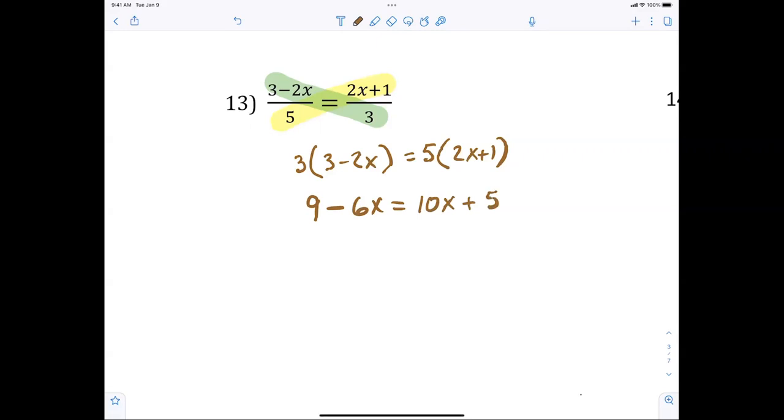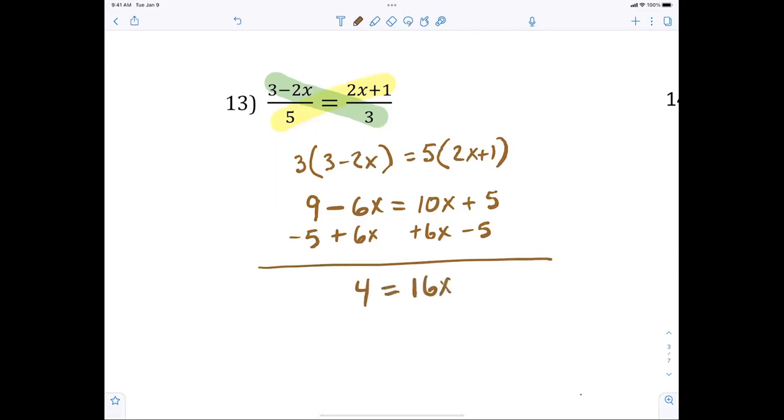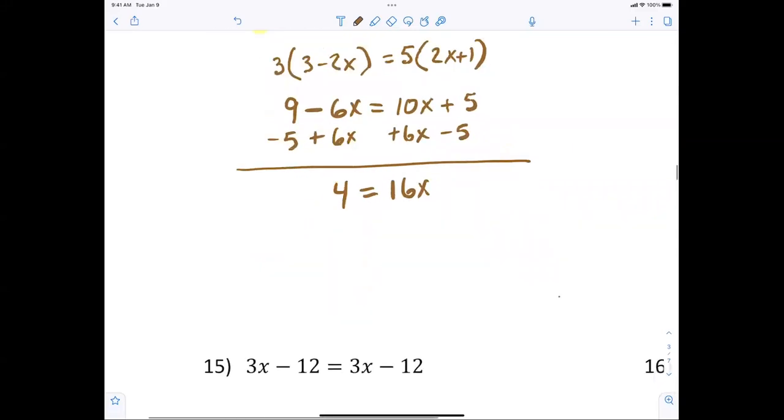So plus 6x is brilliant. Plus 6 and then minus 5. Minus 5 is good. So it is 4 equals 16x. Yep. Divide by 4. Divide by what? Nope, you divide by the number in front of the variable. Oh, divide by 16. Yes, and that is 1/4. That is in fact 1/4.